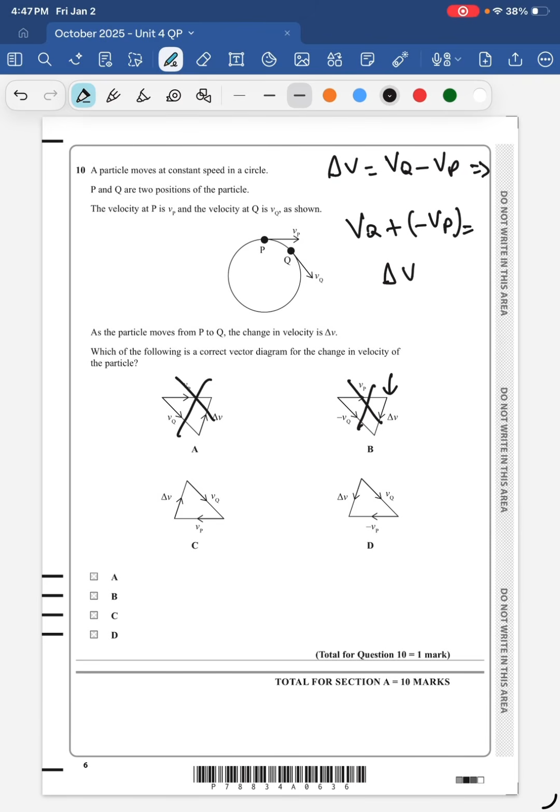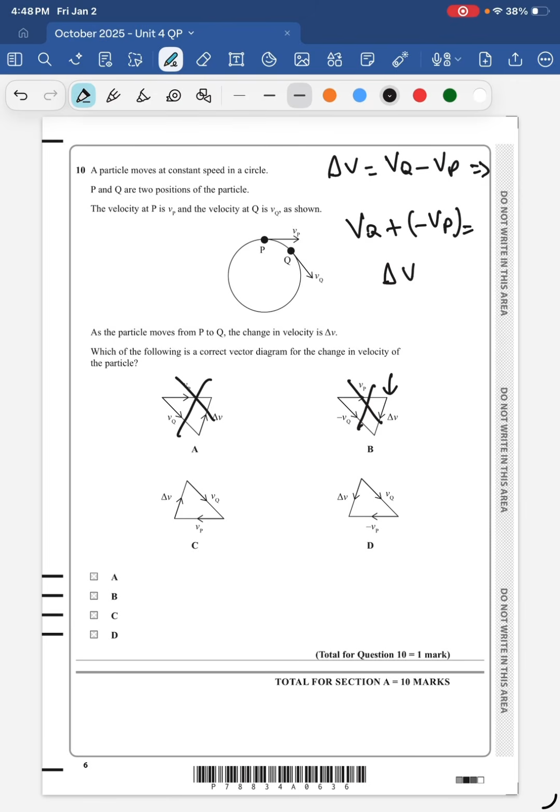That sounds promising. Is it promising? So if we bring the Vp plus delta V is Vq, okay, that looks promising, but let's see. Okay, delta V cannot point upwards. So C is problematic.